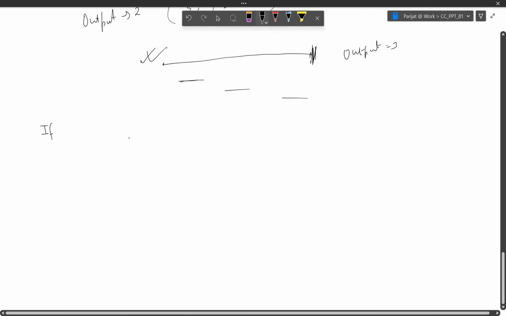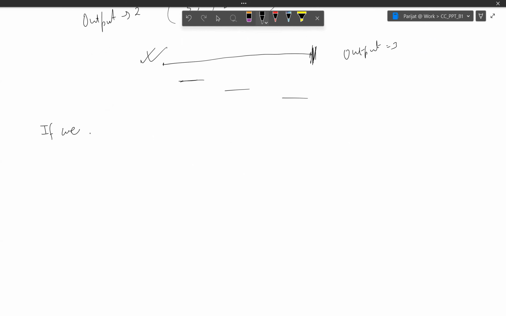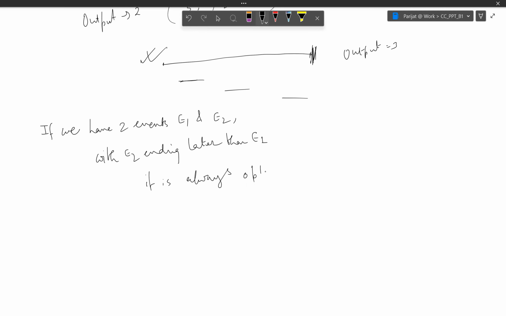Perfect. Okay. So say if there are two events, I'll just write down what you're thinking. If we have two events, E1 and E2, with E2 ending later than E1, it is always optimal to select E1. It is always optimal to select E1.